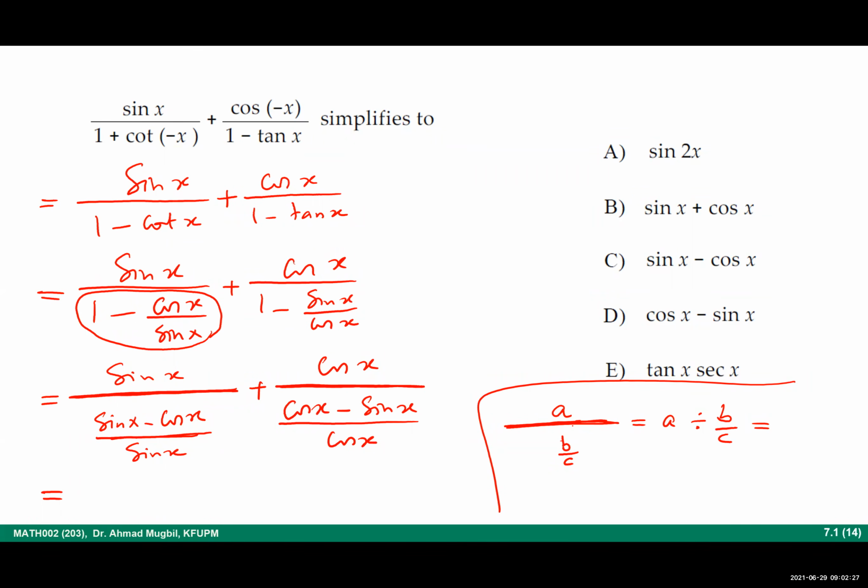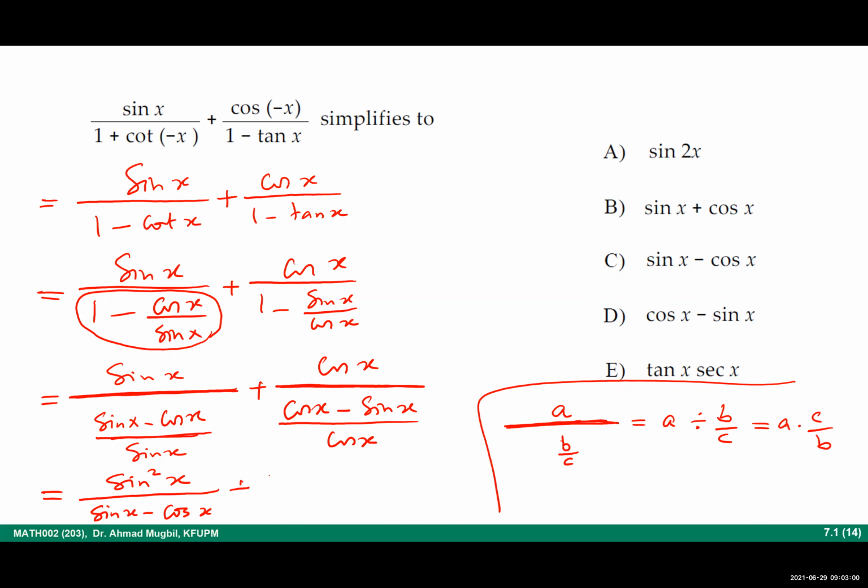Yasir, follow here, about a, b, and c. Forget about it. When you have a divided by b over c, it will be what? A times what? C over B. So this is exactly what we will do here. So this is my A, B, C. Sine squared x over sine x minus cosine x. So this is sine squared. I want to clarify it for your colleagues also.